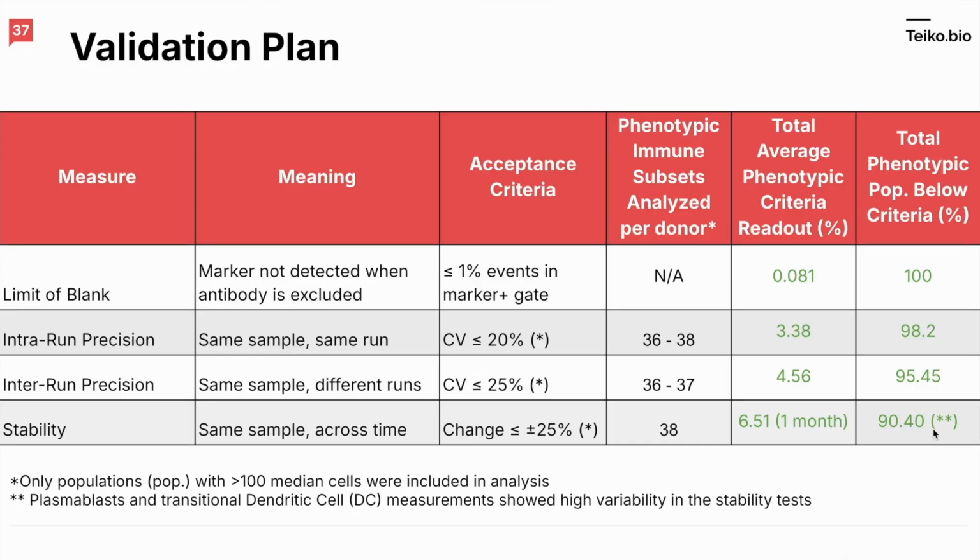For our validation plan, we have these 4 measures, and you can see that we have set out these criteria and handedly exceeded them, from limit of blank to intra-run precision to inter-run precision and stability.